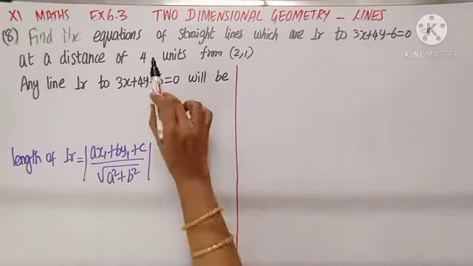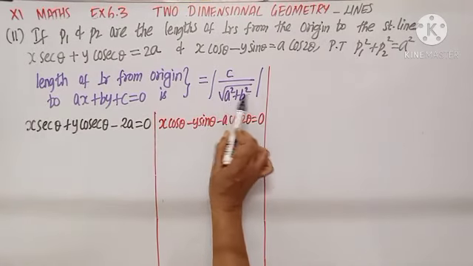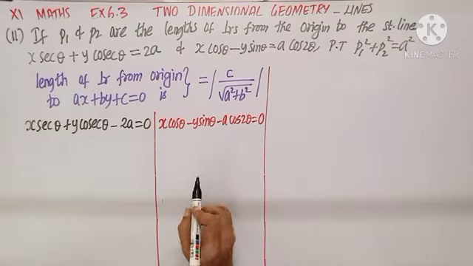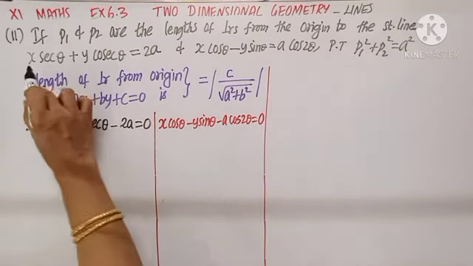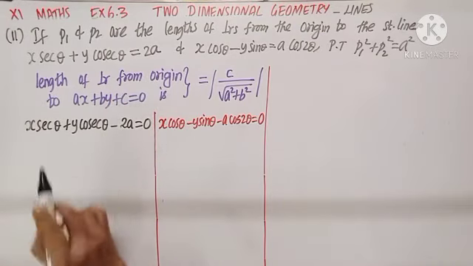Question number 11. If P1 and P2 are the lengths of perpendiculars from the origin to the straight lines, prove that P1 square plus P2 square equals A square. We know the length of the perpendicular from the origin to the line AX plus BY plus C equal to 0 is C by root of A square plus B square, the whole modulus. Given a line, bring 2A to the left to have the same format.